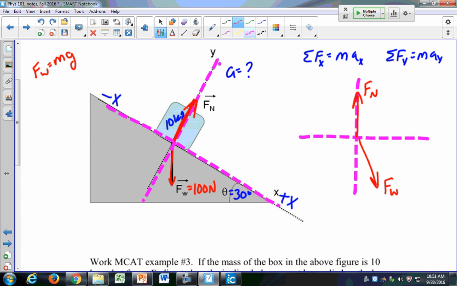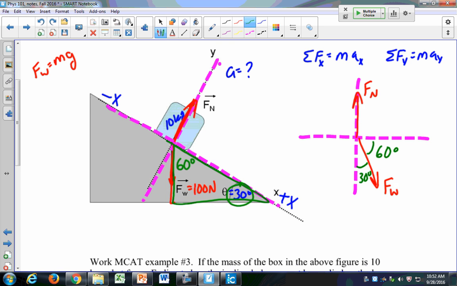Now, one of the tricky parts about this is figuring out the angle. So if this angle is 30 degrees, what is this angle right here? This angle is 60 degrees. You can see there is a triangle right here. If this angle is 30 degrees, that means this angle is 60 degrees, and that's the same angle as this. This angle, by the way, would be 30 degrees.